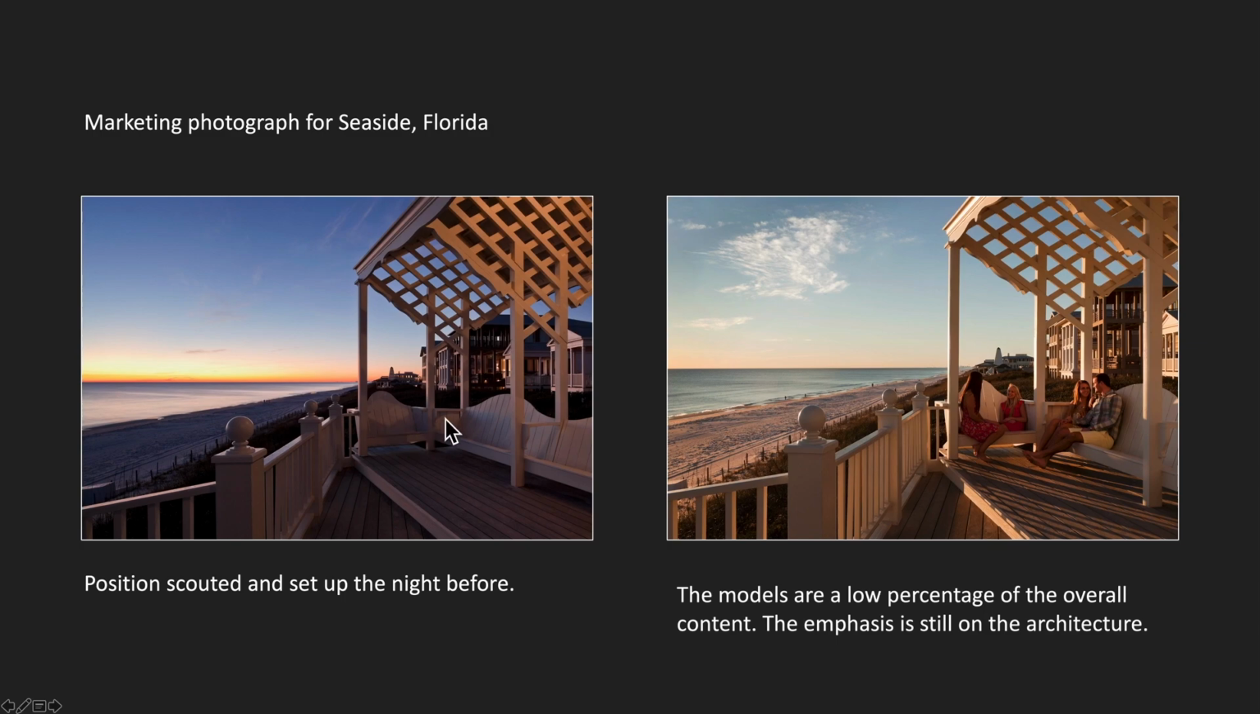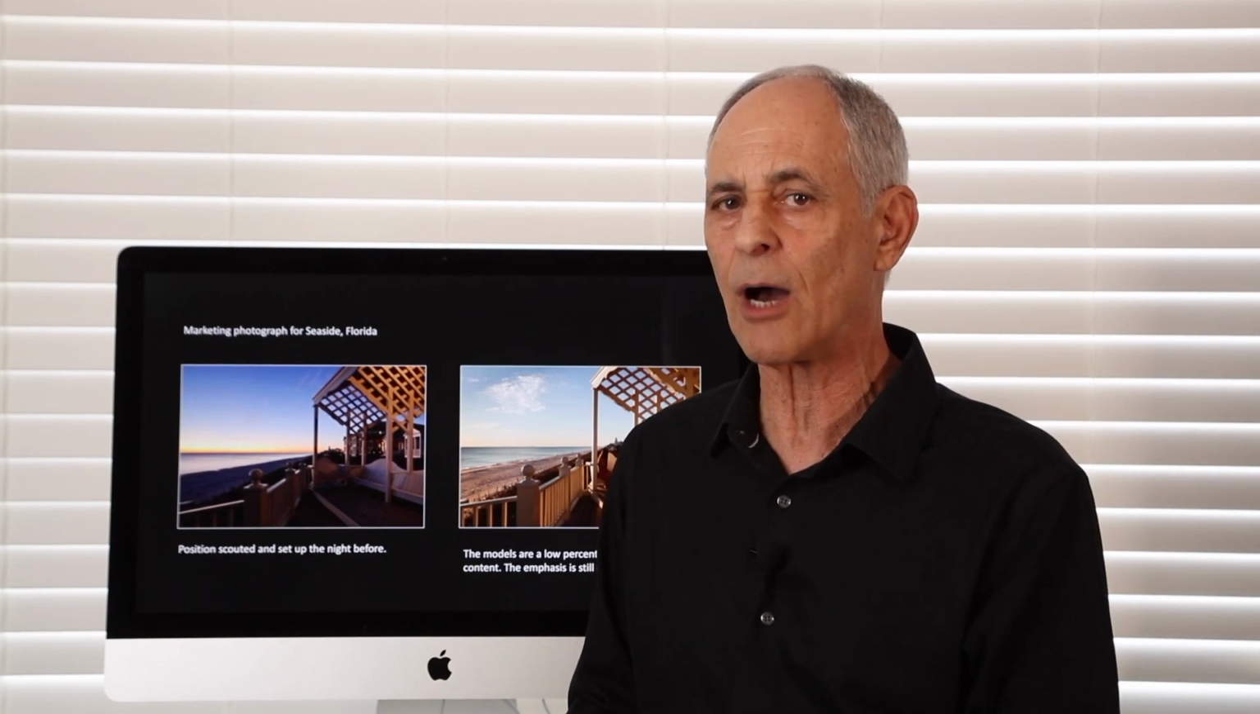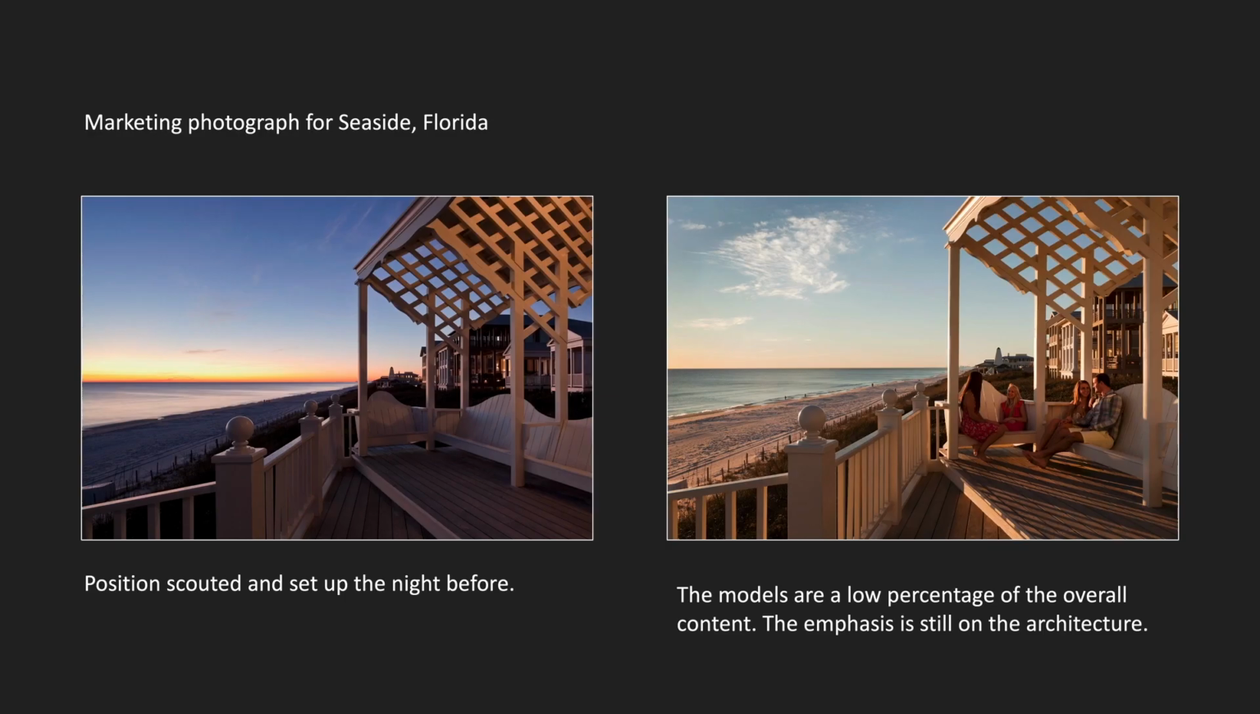Now, in this situation, we knew we were going to do a marketing image for Seaside. This was not going to be a portrait, because those people could have been shot in the studio. The idea was to have them within a framework showing Seaside. Knowing I had to deal with models, I did not want to fuss with them right as the sun was setting. So what I did the day before is I scouted this shot out ahead of time and marked it out, and I knew pretty much where I wanted my architectural framework to be.